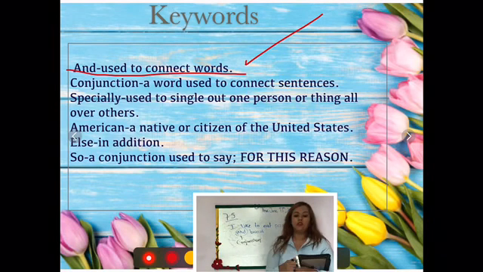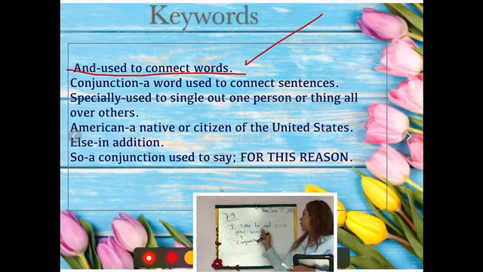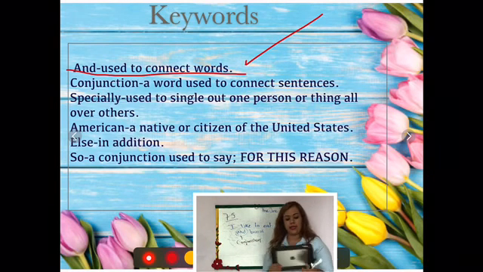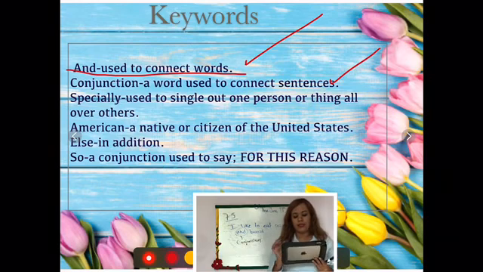In this case, two things. For example, I like to eat pizza and broccoli, okay? I like to play basketball and soccer, okay? I'm connecting two ideas. So that is a conjunction.